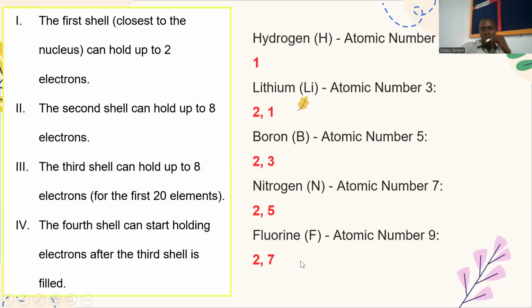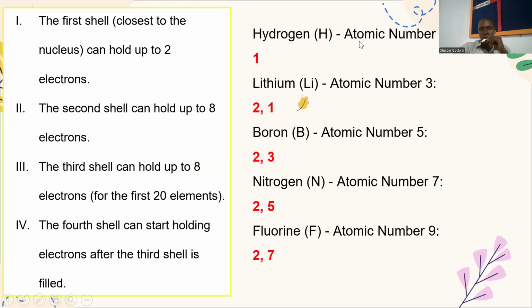Okay. So for example, hydrogen has atomic number of 1. It means it has only 1 electron. So the 1 electron will occupy the K shell. Lithium has atomic number 3. There will be 2 electrons in the K shell for lithium and 1 electron in the L shell. That's why it's written 2, 1.